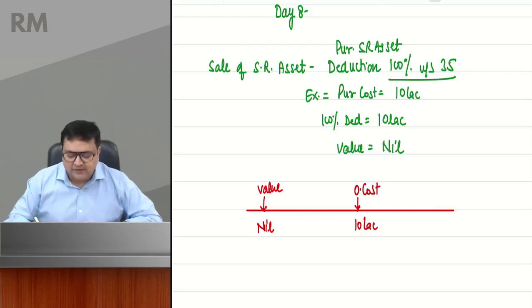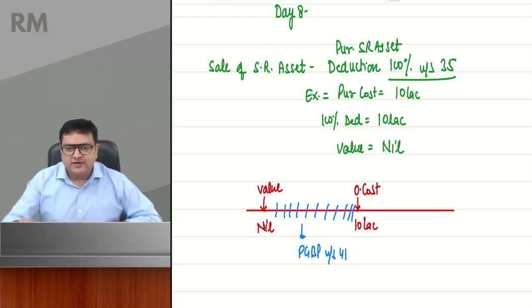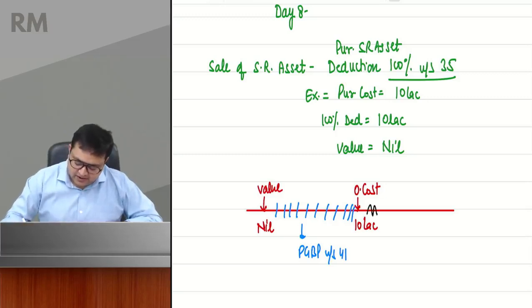So if you sell it for 1 lakh, 2 lakh, 5 lakh, 6 lakh, 8 lakh, 10 lakh, up till this amount, you all know that this is your PGBP income. If you are selling it up till 10 lakh, this is PGBP income under section 41, right? Even if you don't remember the section number, that is perfectly fine. And over and above it, it's a capital gain.